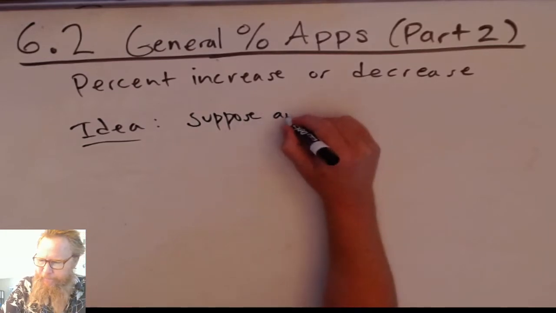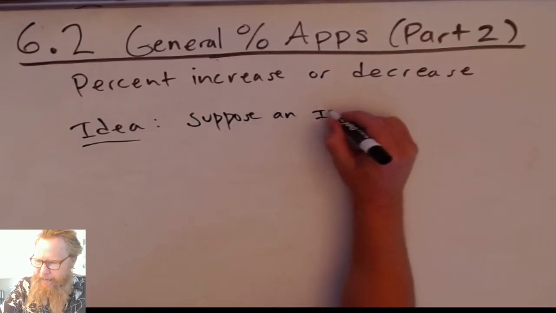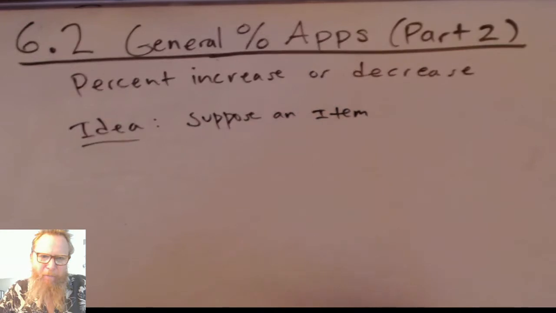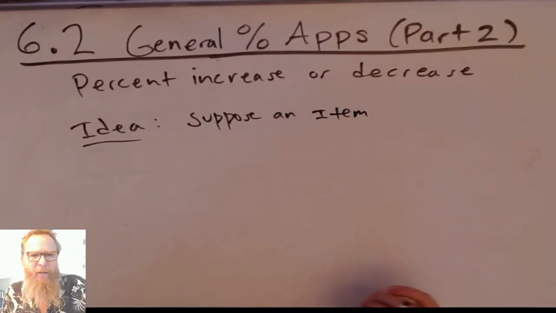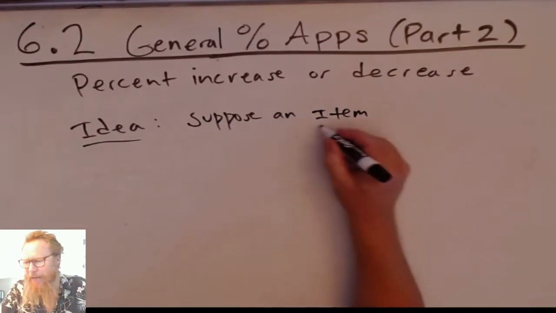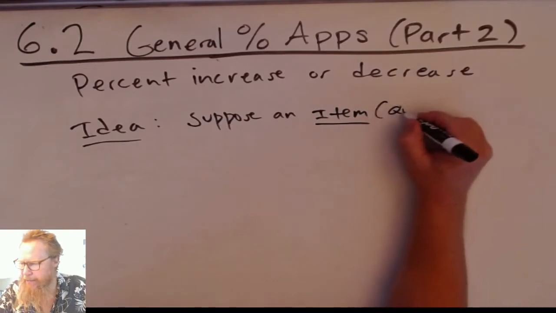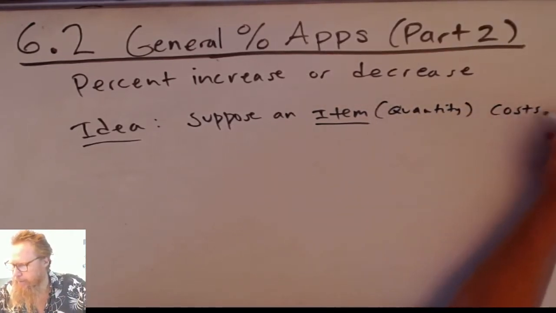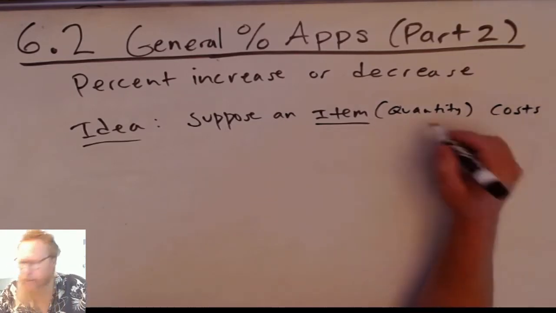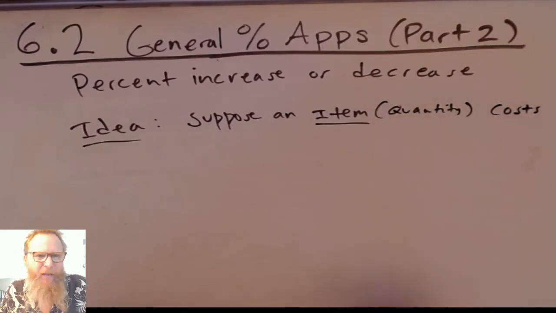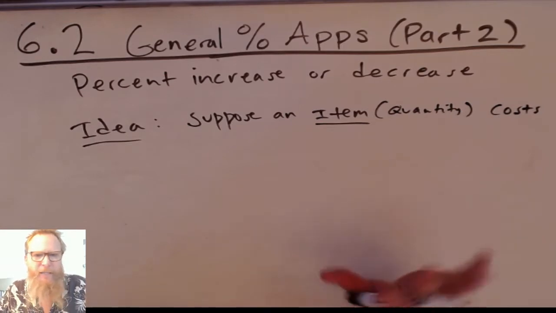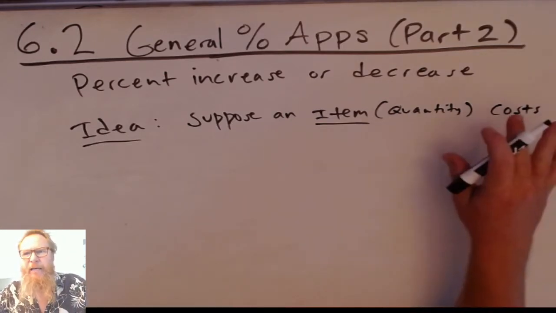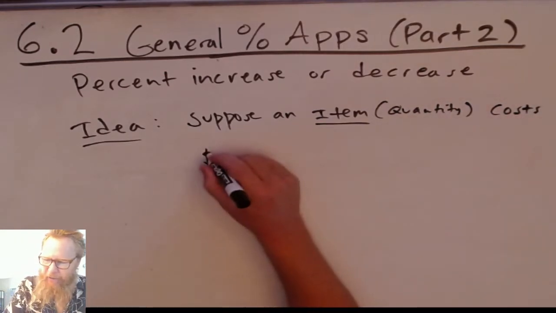Suppose an item, we'll talk about money. It's probably the most common way to think about it, but it doesn't have to be an item. It could be any quantity. Suppose it has a cost of, I don't know, $5.